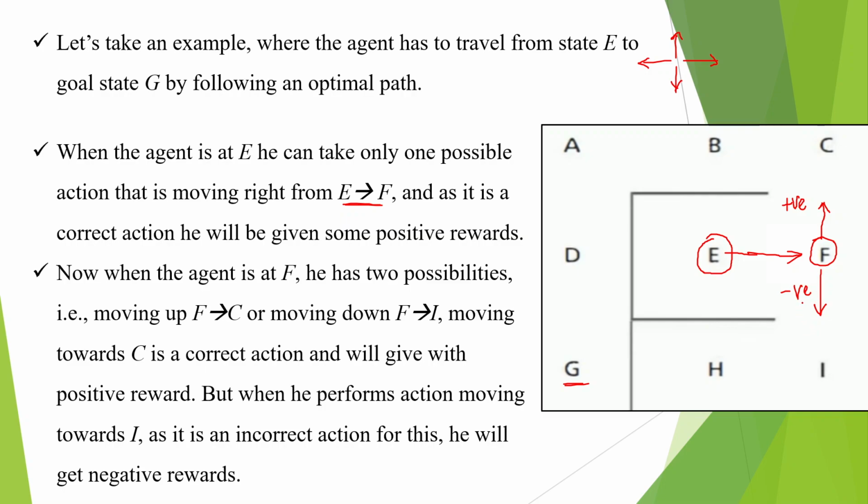So with this simple diagram you can understand the complete working of reinforcement learning. Here, when the agent performs the action of moving towards I, as it is an incorrect action, it will get negative rewards. Hopefully you understood. Whenever it performs a correct action in the environment, it will be rewarded with positive rewards, and whenever it performs a wrong, incorrect action, it will be rewarded with a negative reward, so as to avoid that type of action in future. Hopefully it is clear for you.